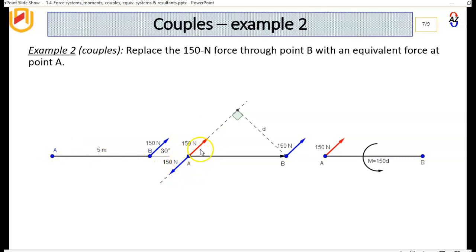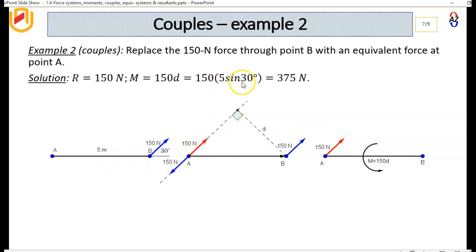Then we look at the perpendicular distance. We look at the line of action of this, and the perpendicular distance gives us the distance d here, which in this case is going to be 5 sine 30 degrees. We multiply by 150 because our moment is simply F times d, and then we get our answer as 375 newton-meters. So we have moved this 150 to A, and this moment is 375 newton-meters.